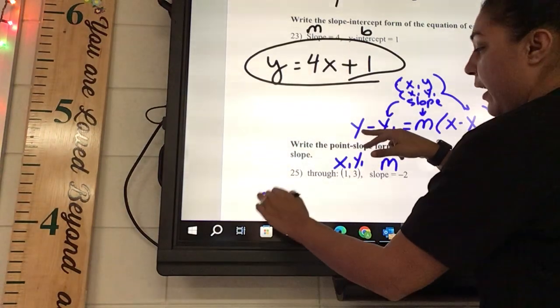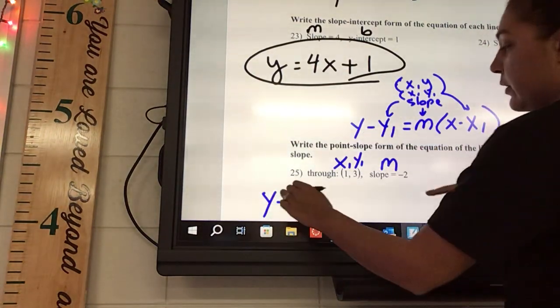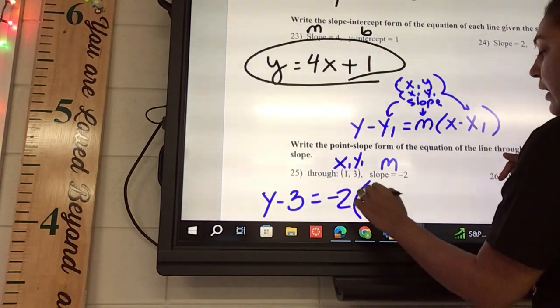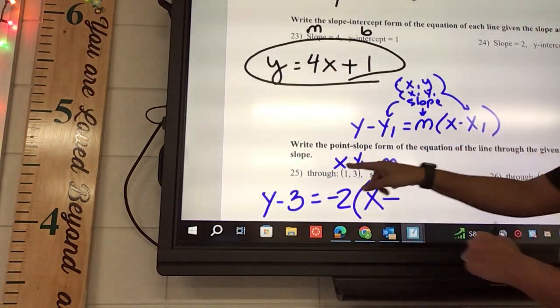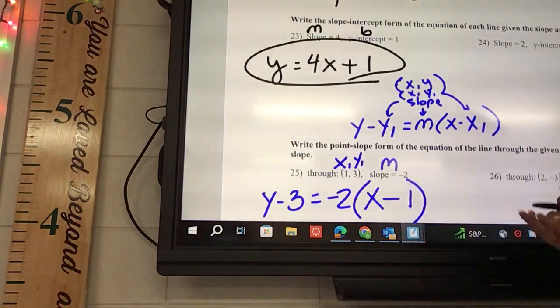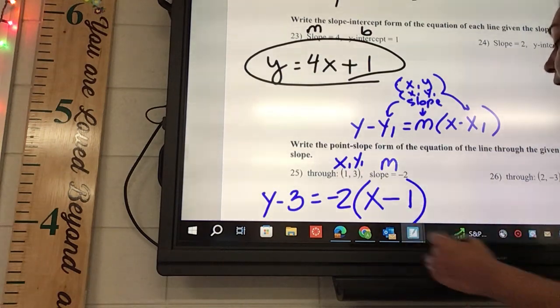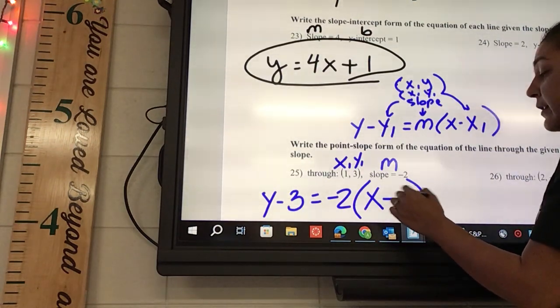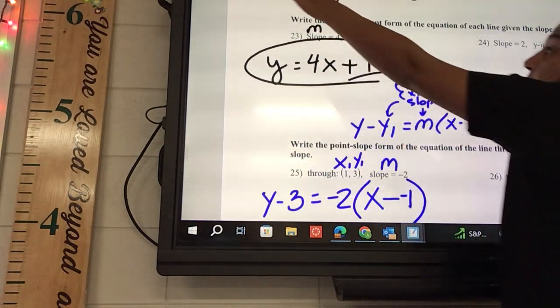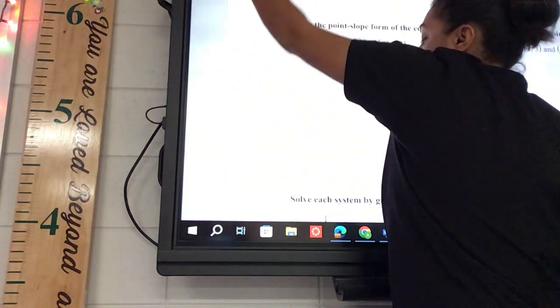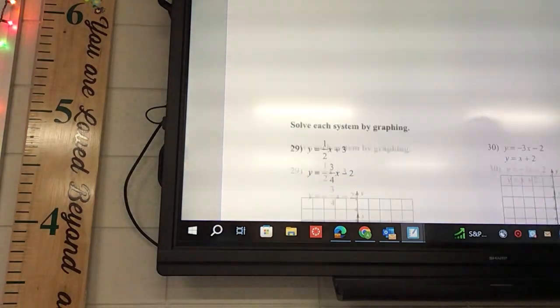So we got y minus, well, my y1 is 3, equals my m is negative 2, x minus my x1 is 1. And don't forget, if you have a minus, so if this was like negative 1, then we would put x minus negative 1, and you need to change a minus to a plus. So make sure that that part gets done.